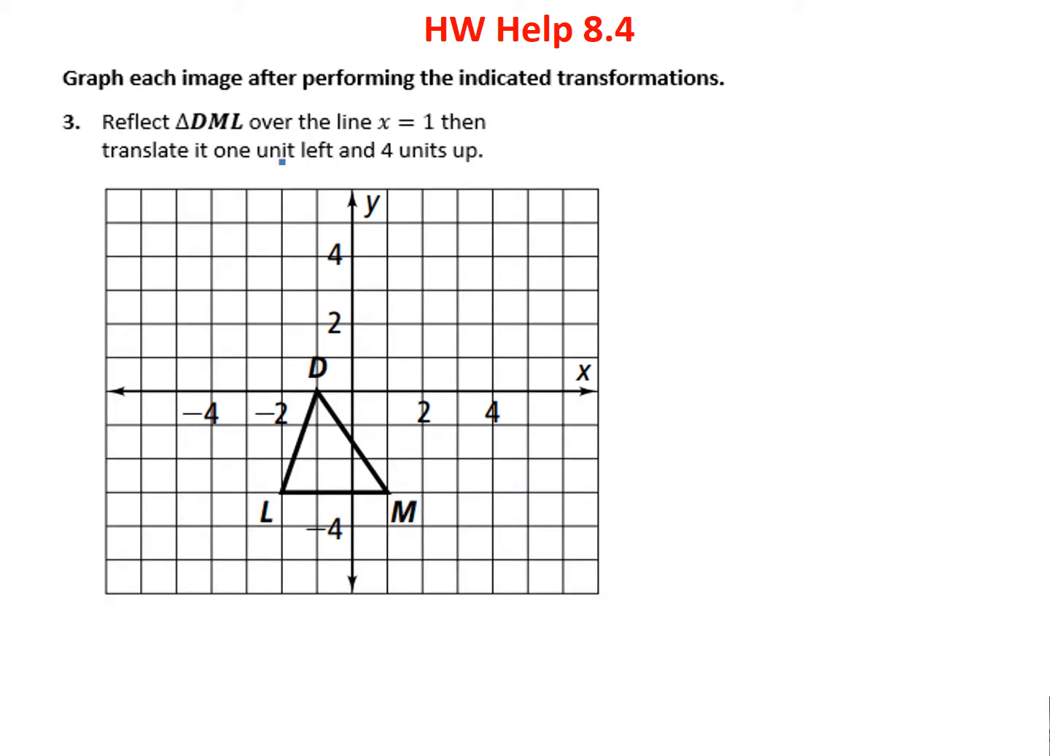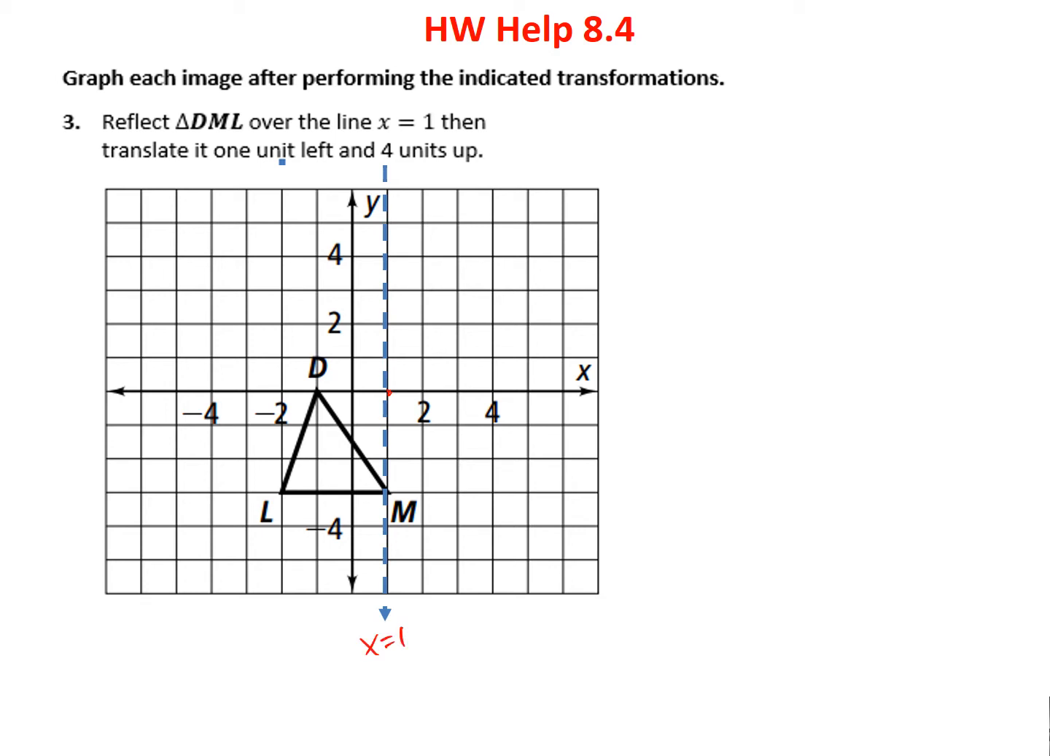All right, problem 3 asks us to reflect the triangle over the line x equals 1 and then translate it 1 unit left and 4 units up. So let's start with the reflection. First, the line x equals 1. Notice it's a vertical line where x equals 1 on the number line here. Think of it going up and down. All along here, x equals 1. This is the x equals 1 line.